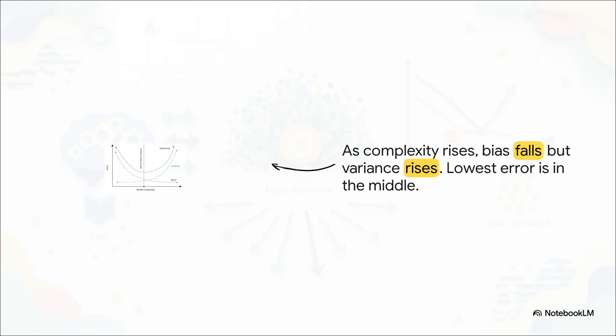As you make a model more complex, which is that line across the bottom, the bias, that's the red line, it goes down. Great. But at the exact same time, the variance, the blue line, shoots up. This push and pull is what creates that classic U-shaped curve for the total error. And our sweet spot, the best possible model we can get, is right there at the very bottom of that U, where that total error is as low as it can be.